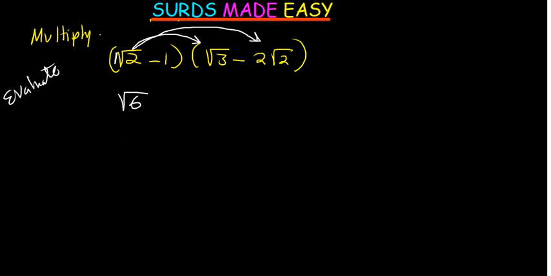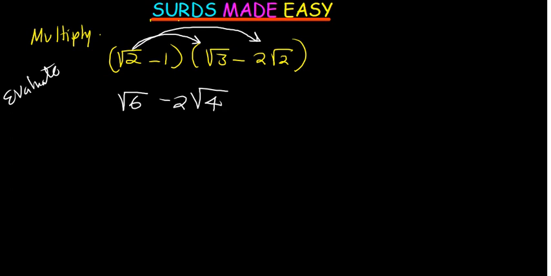So this one which is outside here will multiply with the negative 2 which is here. That is going to give us negative 2. And then this root 2 is going to multiply with this root 2. Remember, we just multiply what is inside. So that will give us root 4 because it will be 2 times 2.